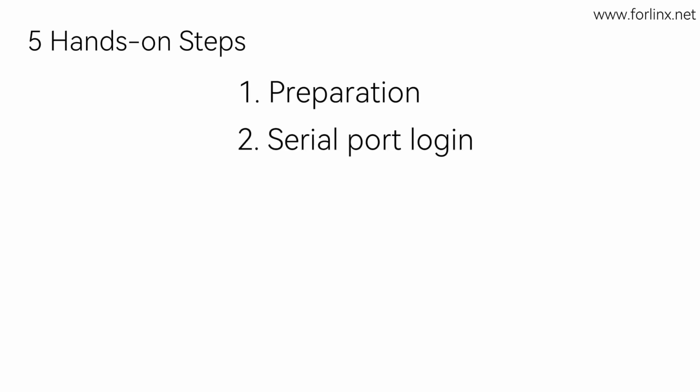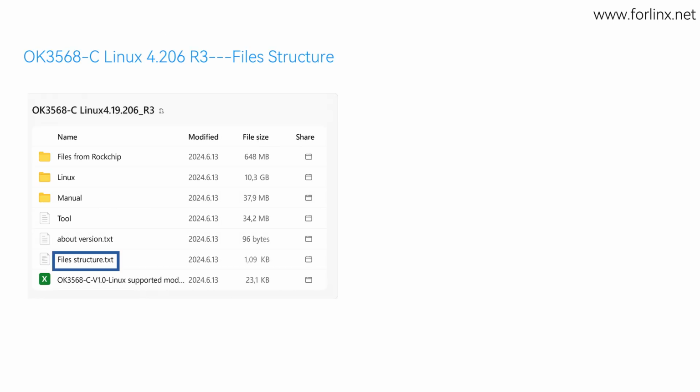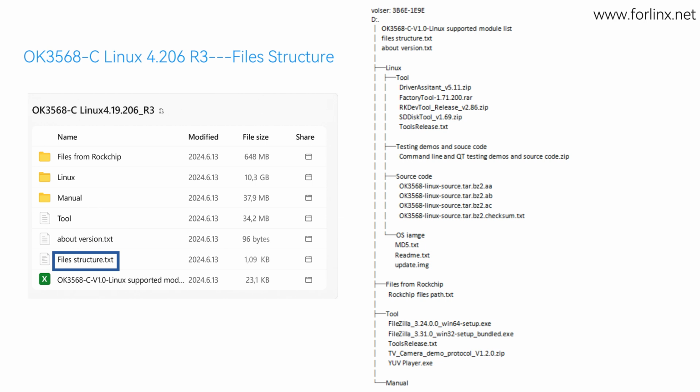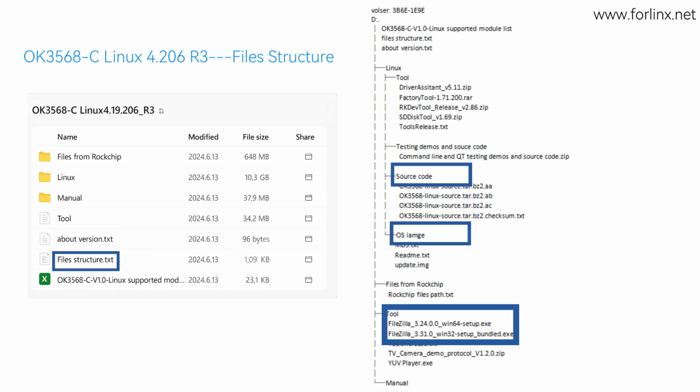I will explain in detail the 5 parts: preparation before powering on, serial port login, network login, screen switching, and system shutdown. Open the file and you can see a text document named file structure. It can help us quickly find the parts we want, such as source code packages, image files, and commonly used tools like FileZilla. Now we need to install the serial port driver required for the RK3568 development board.